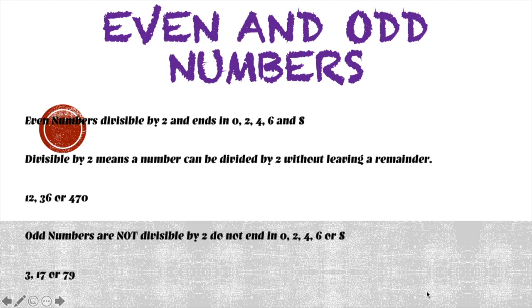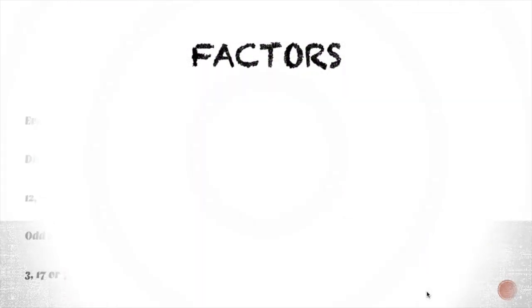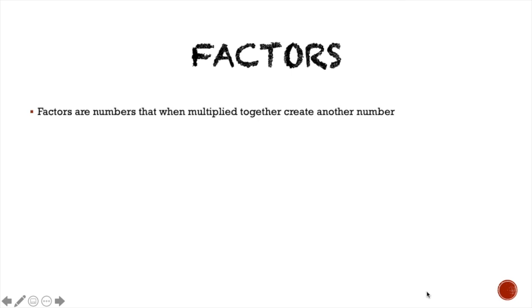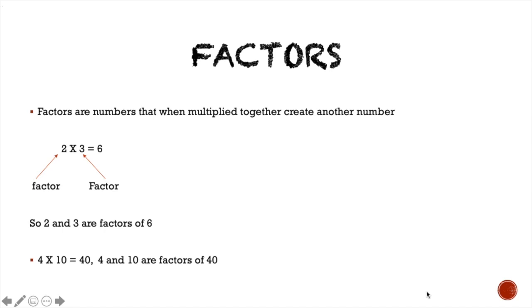Now, before we proceed any further, I would like to discuss two fundamental mathematical concepts. These are factors and multiples. Factors are numbers that are multiplied together to create another number. For example, if we multiply the numbers 2 and 3, we would get 6. We can therefore say both 2 and 3 are factors of 6. Another example would be if we multiply the numbers 4 and 10 to get 40. We can therefore say that 4 and 10 are factors of 40.